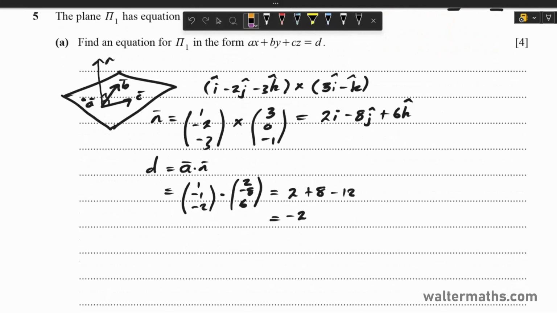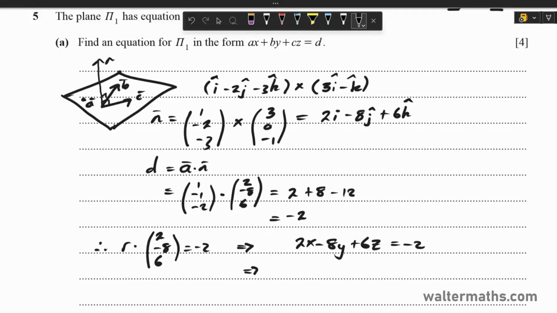So therefore, we will be having the equation of the plane as r dot 2, minus 8, 6 is equal to minus 2, which in Cartesian form is 2x minus 8y plus 6z equals minus 2. And this can be reduced by dividing each term by 2. So we can write it in its simplest form as x minus 4y plus 3z equals minus 1. So this is the answer they want us to find here on part A. Let's move on.